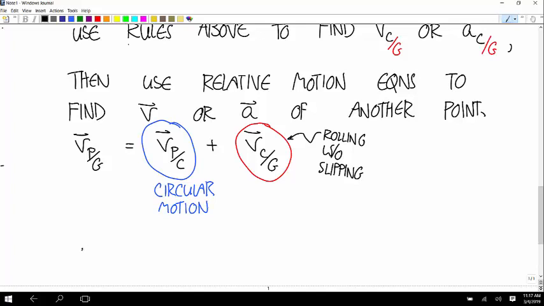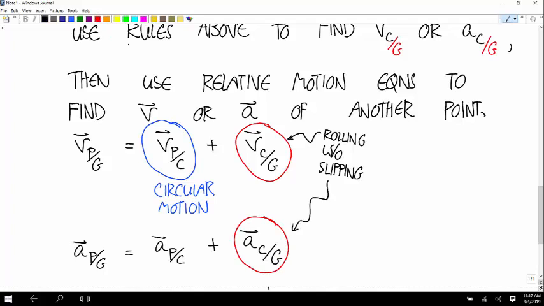And same thing with the acceleration. So the acceleration of the point relative to the ground is equal to the acceleration of the point relative to the center plus the acceleration of the center relative to the ground. So again, this one just comes from rolling without slipping. This one's circular motion. And you can go from there.